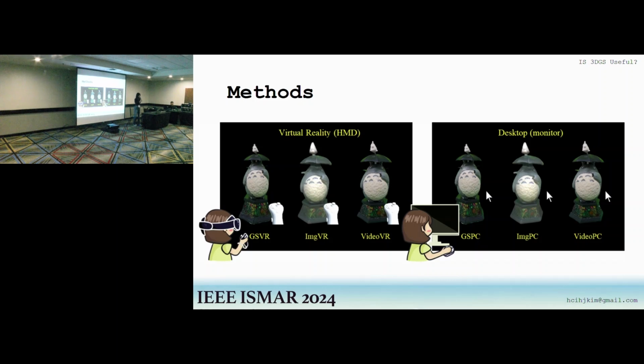Overall, we investigate the effects of 3 different visualization methods, including 2 real-time reconstruction methods and video playback, on 2 different platforms on user recognition memory and experience. So we have a total of 6 conditions.